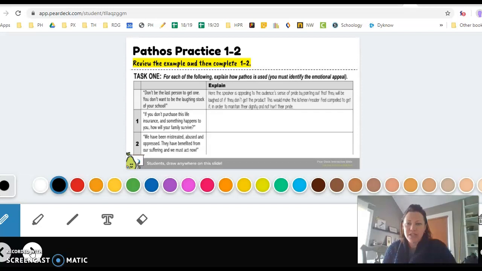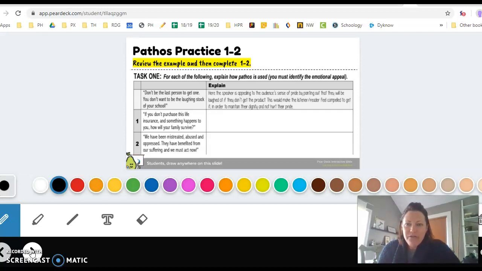So let's take a look at these examples here. Or let's go over these answers here. If for some reason you have not filled in your responses yet, please pause, do the work, and then check your answers this way, okay?